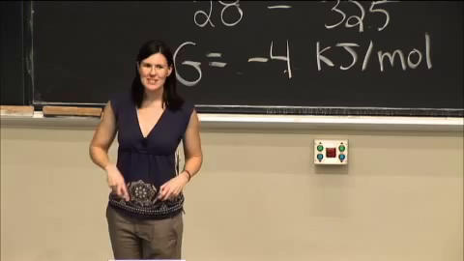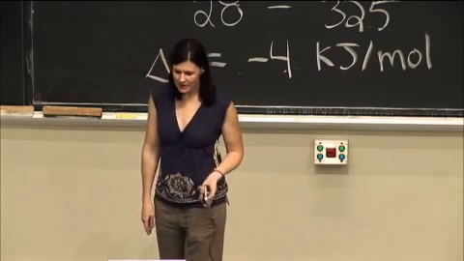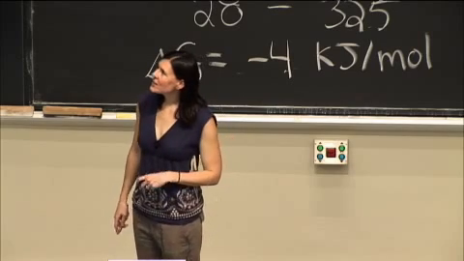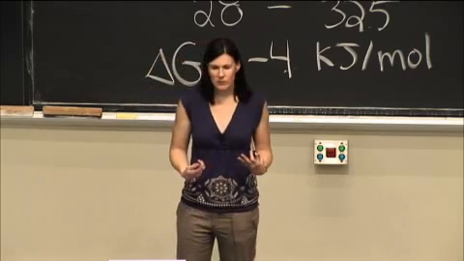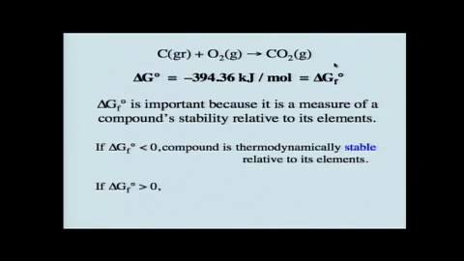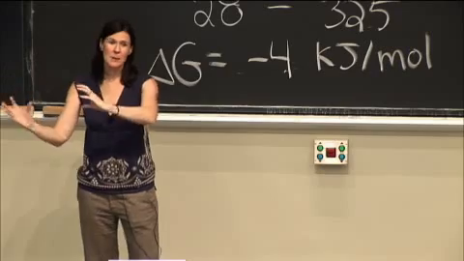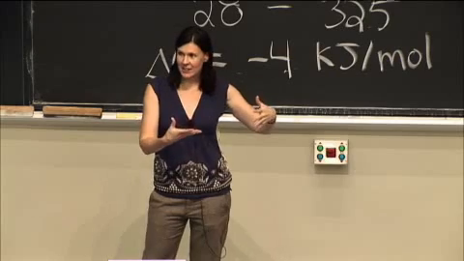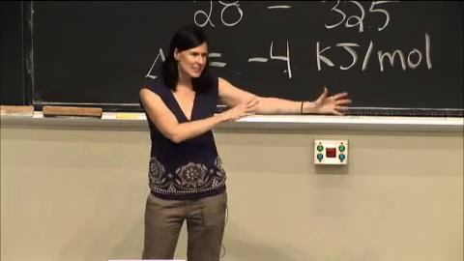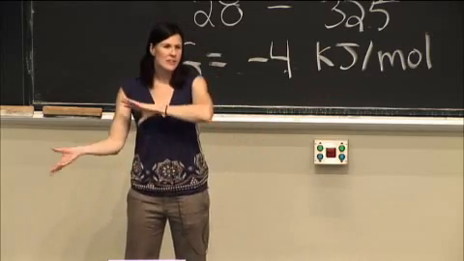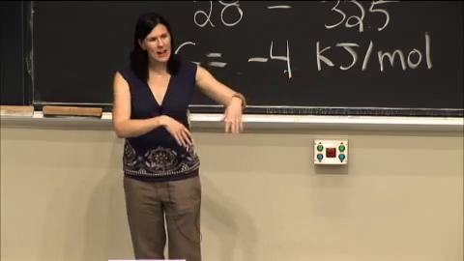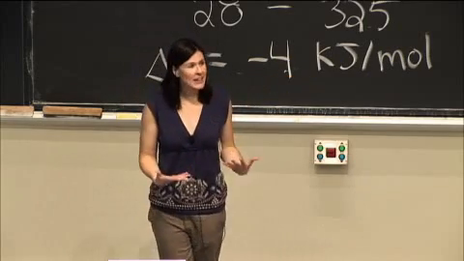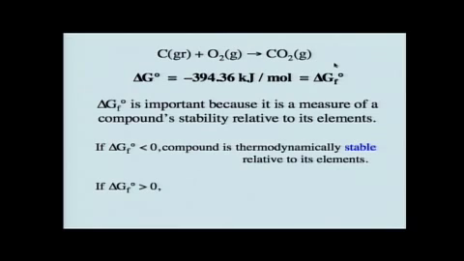So let's go back to the notes and think about this. It turns out that the compound is stable relative to its elements. The reason for this is, if you think of the reaction of the elements forming the compound, if the delta G of that reaction is negative, that means it's going to spontaneously form the compound. It's going to release energy when it forms that compound. So that's another way of telling us that the compound is more stable than its elements.